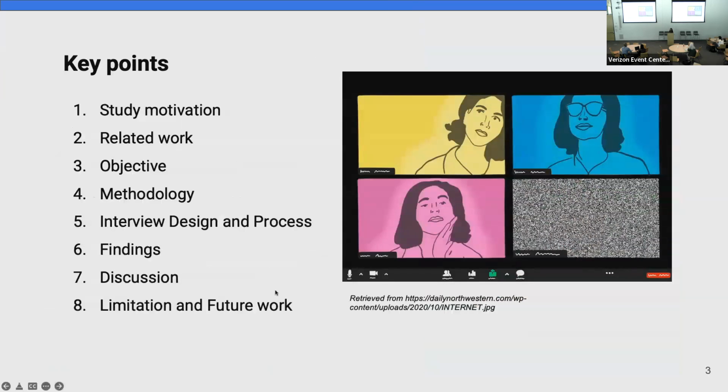In this presentation, I will talk about some key points. The first is the study motivation, and then I will briefly introduce the related work and literature review, and also the objective of this study, as well as the methodology and interview design process. Then I will delve into the major findings and discussion part. Finally, I will talk about the limitations and the future work.